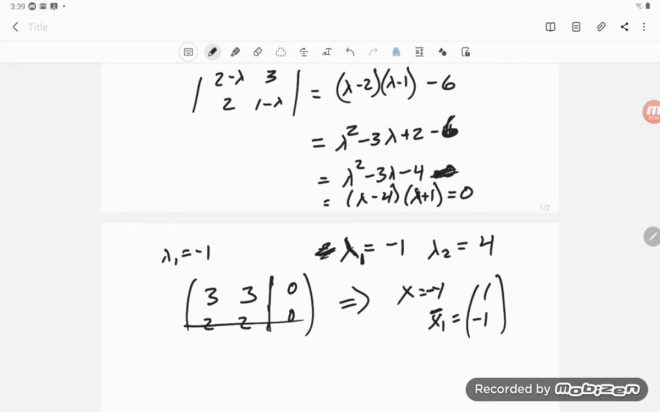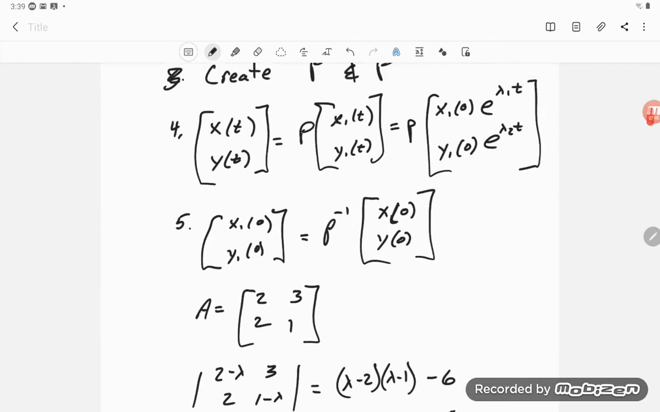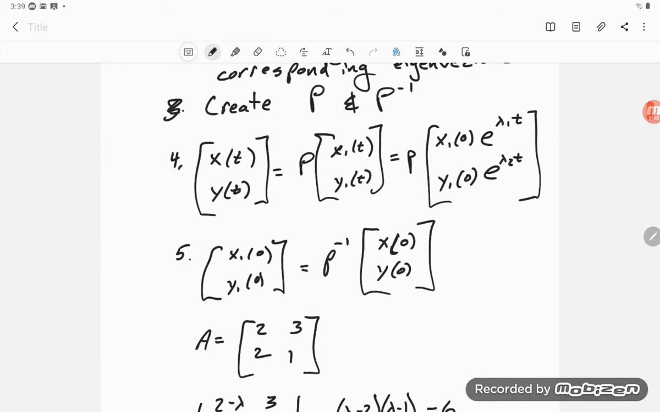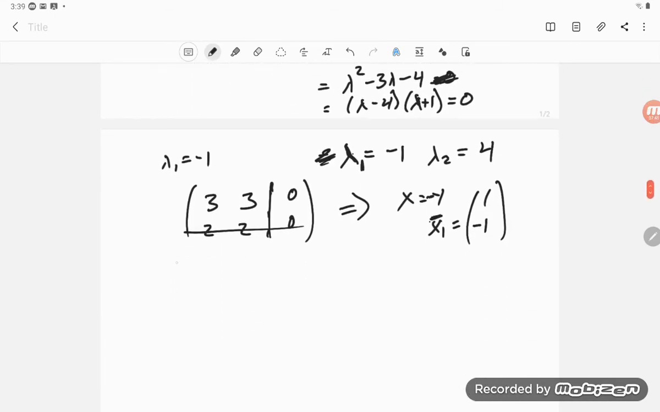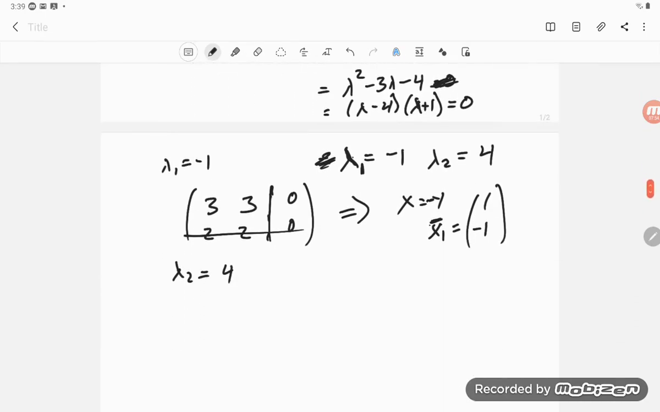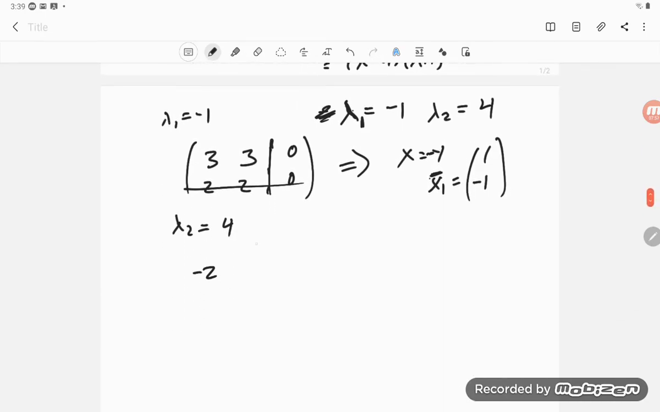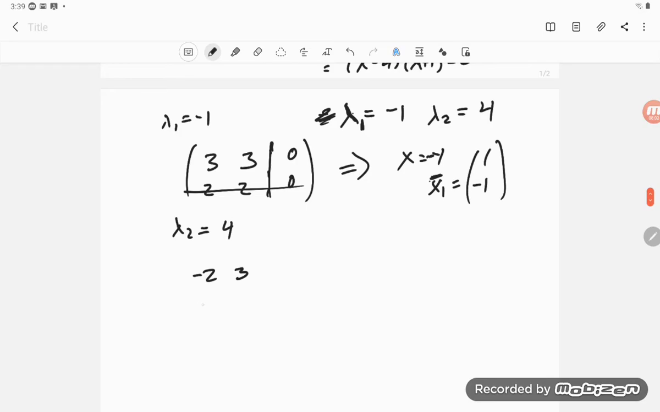Yeah, sure, that's what they use. You just have to be careful. This x1 has the bar over it. It's a vector. It is not that x1 of t there. Okay, and then lambda 2 equals 4. And that was what again? 2 minus lambda, so we get a negative 2, 3, and a 2 and negative 3. And so once again, I see, yeah, that'll disappear just fine.